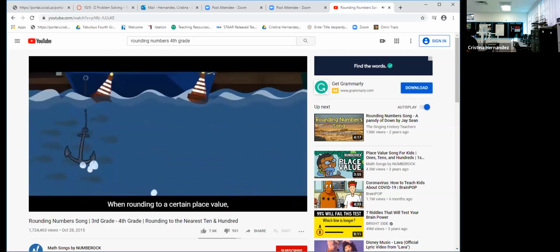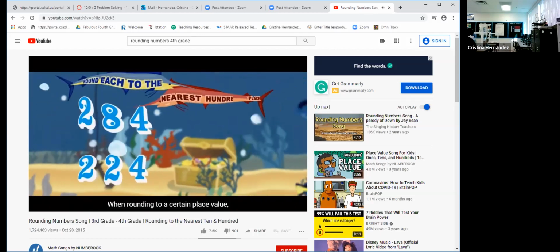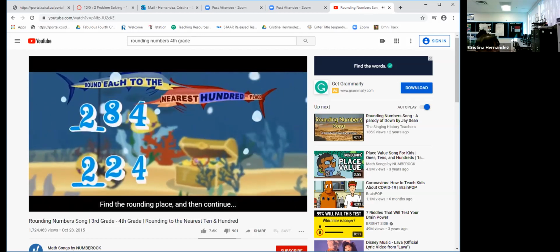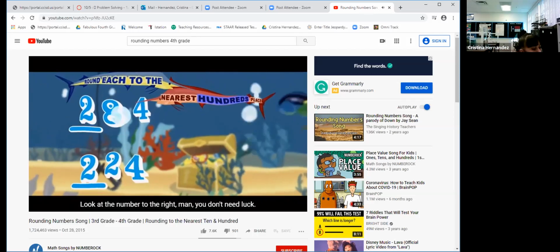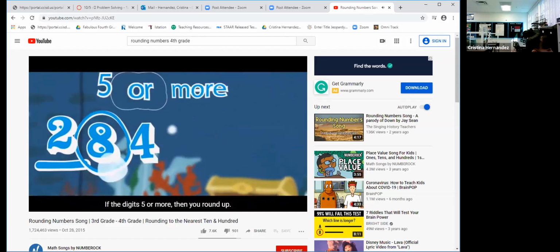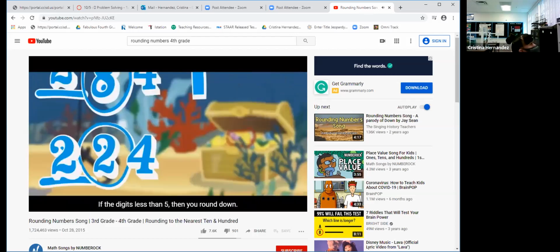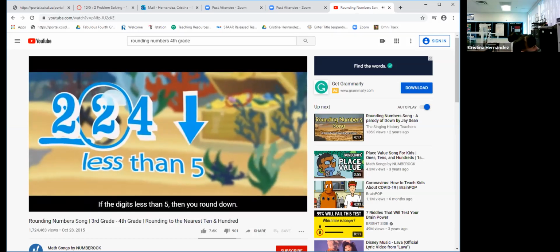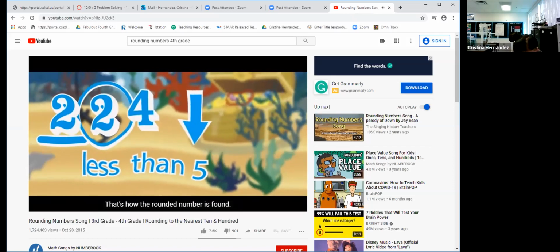But when rounding to a certain place value, find the rounding place. Look at the number to the right. If the digit's 5 or more, then you round up. If the digit's less than 5, then you round down. That's how the rounded number is found.